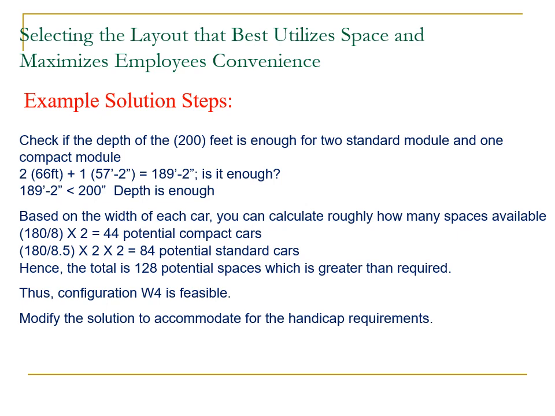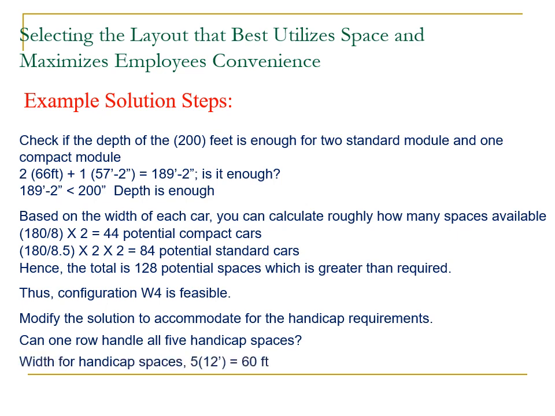Let's continue. So we haven't considered the handicapped requirements yet. Now, in the question, it said that we need a space for at least 5 handicapped cars. Okay, and each handicapped car requires 12 feet of space. So in total, we will require 60 feet of space for handicapped cars.